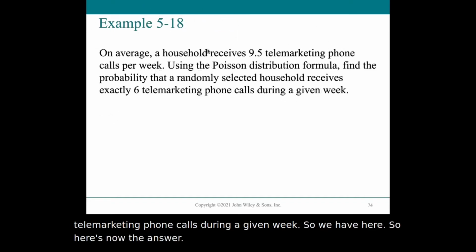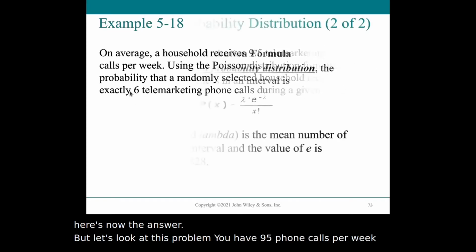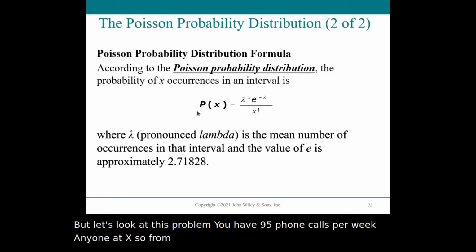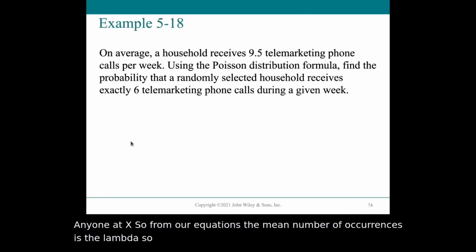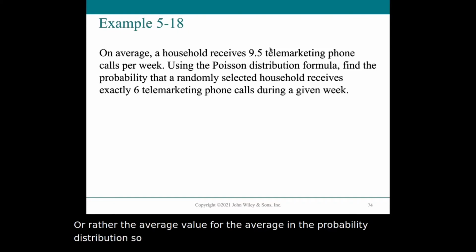But let's look at this problem. You have 9.5 phone calls per week and you want x. So from our equations, the mean number of occurrences is the lambda. So this is the mu, or rather the average, the value for the average in the probability distribution. So 9.5 on average per week.